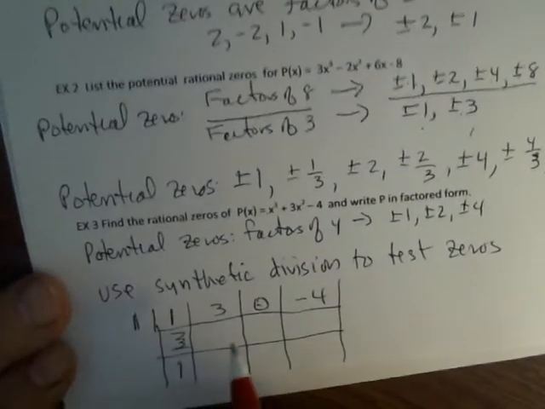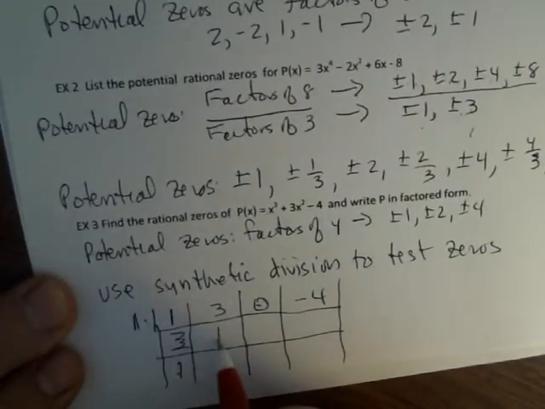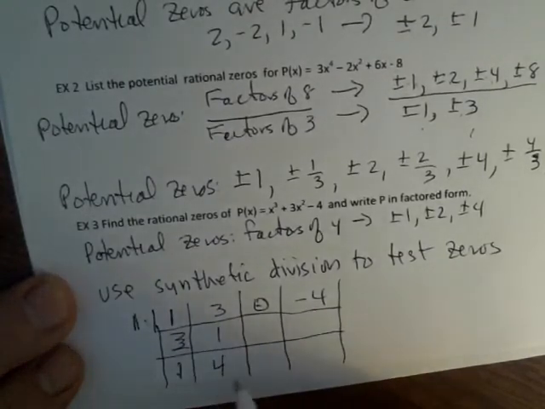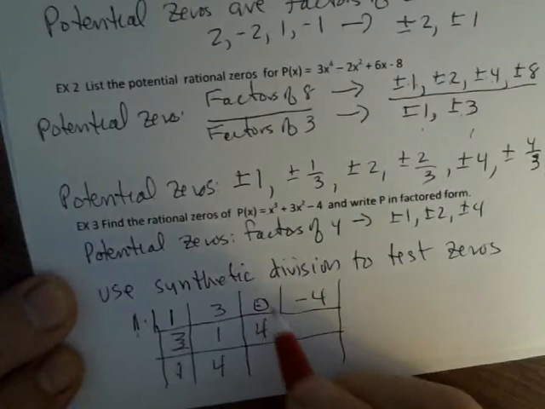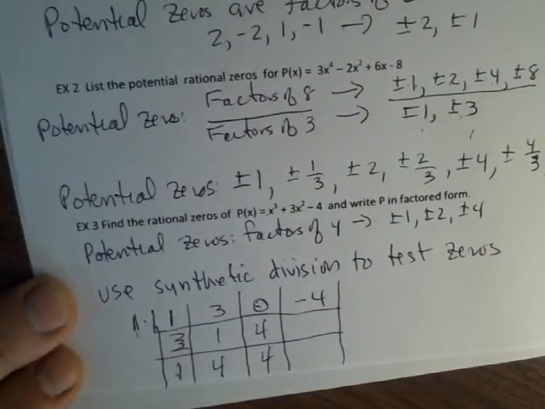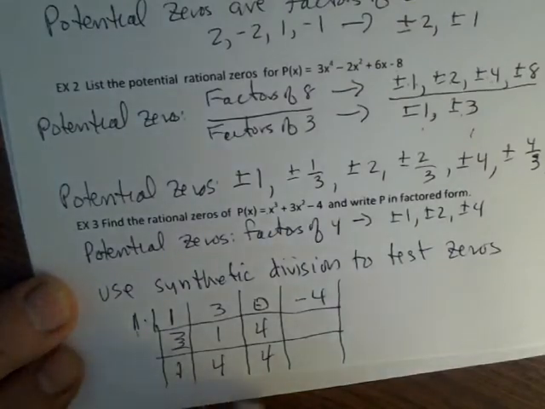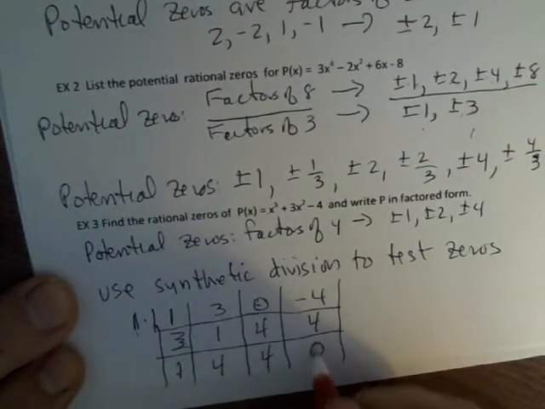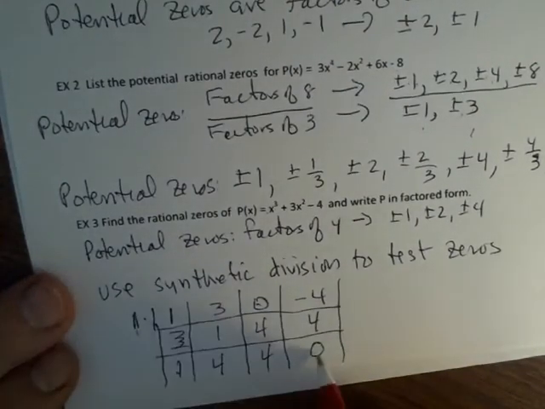Bring down the 1. 1 times 1 is 1. Combine like terms to get 4. 1 times 4 is 4. Combine like terms to get 4. 1 times 4 is 4. And I have a remainder of 0.